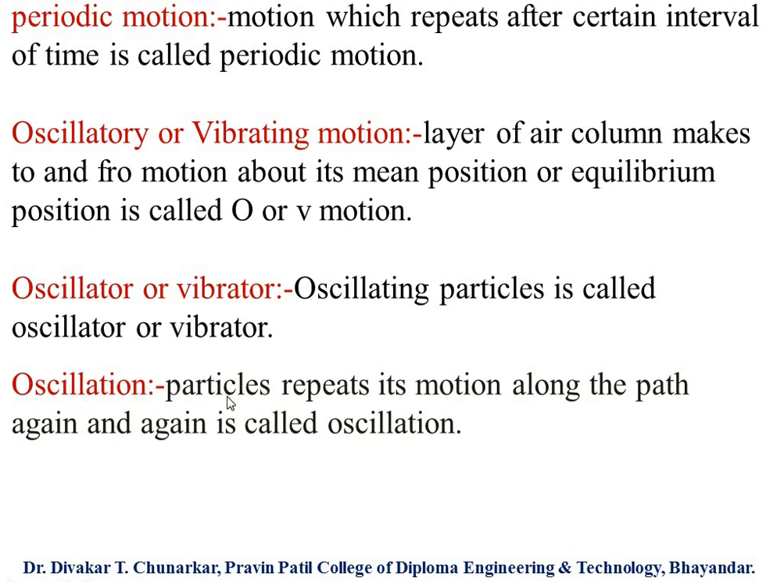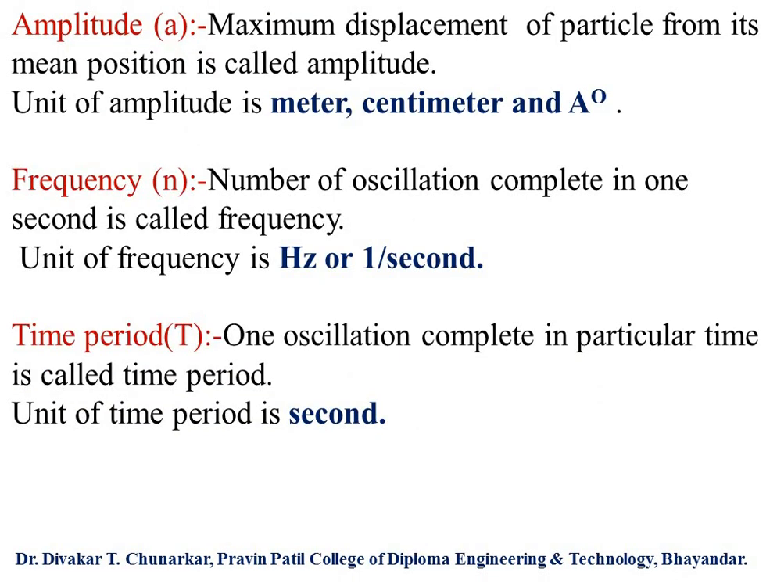Oscillation is defined as the particle repeating its motion along the same path again and again, from one place to another place and back again. Then amplitude: the maximum displacement of the particle from its main position is called amplitude. The unit of amplitude is meter, centimeter and angstrom.